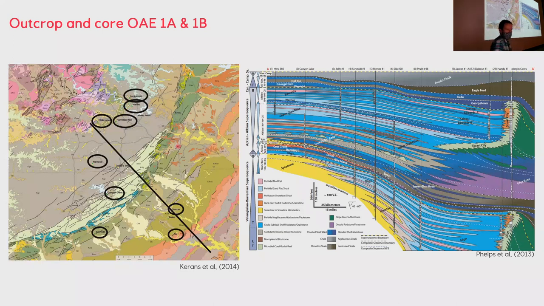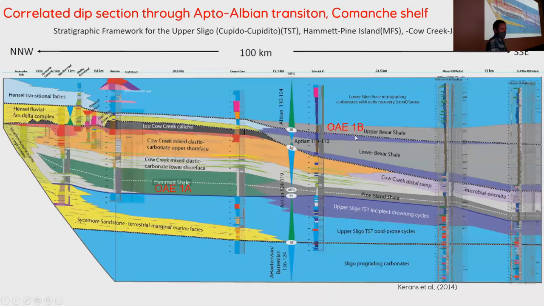And in a broader sense, we are looking at this interval here that I'm circling with the cursor, this first big black shale event in between these large carbonate shelves here. And there are all these different formation names here. We'll just lump them together and call it the OAE 1A and 1B set here. But there are all different sorts of formation names.